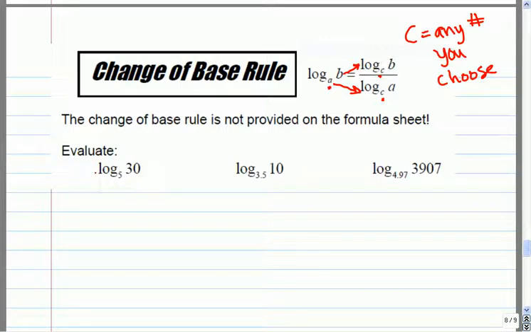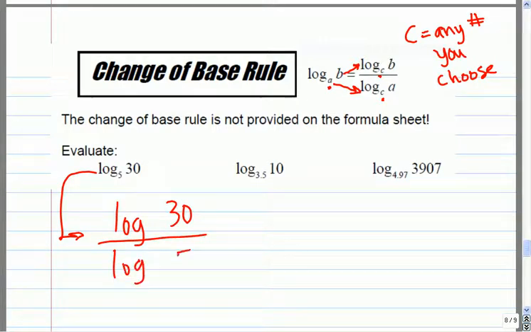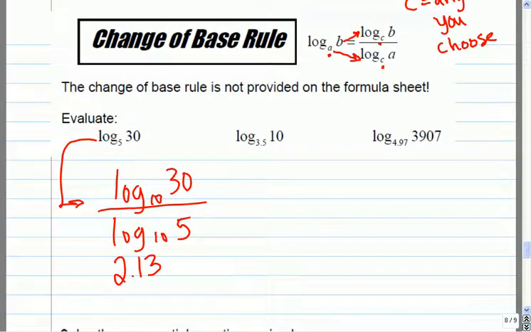So let's try this one. Okay? So tell me, who goes to the top, who goes to the bottom? 30 goes to the top, 5 goes to the bottom. And what base would you like to choose? 10. Sure, how about we do 10? Okay, so in your calculator, that's log 30 divided by log 5. What number is that? 2.13. Okay, so what we just found out is that 5 to the 2.13 is 30.